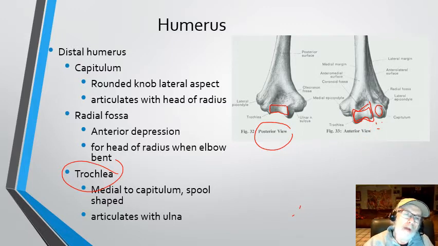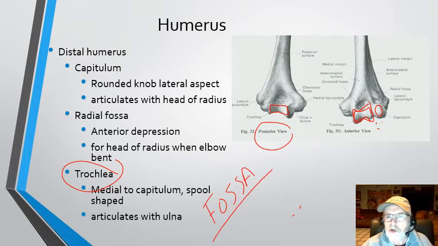Okay. A couple other things I want to show you here. There's a couple other depressions. Now we talked about a depression in bone is called a fossa. Fossa. You should know that word by now. It's called the fossa. There are a couple of fossas we need to talk about here. Only one on this slide. There's going to be one coming up next slide. First one I want to talk about is this one right here.